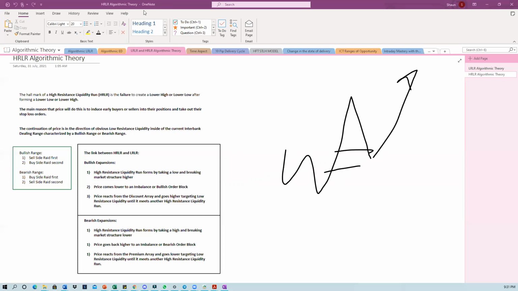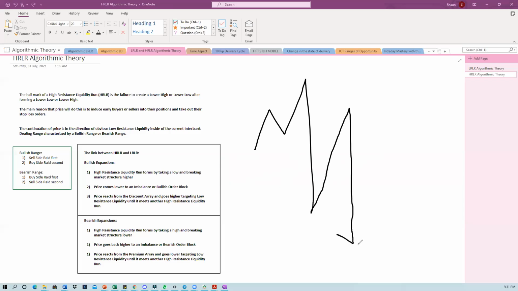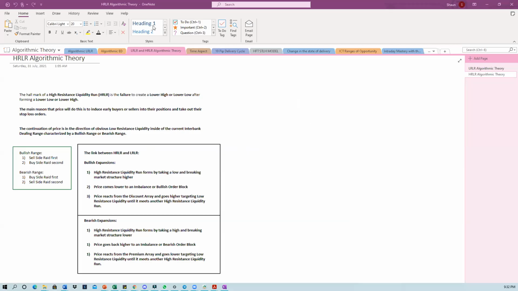Then the other side: high resistance liquidity forms by taking a high and breaking market structure lower, goes back to an imbalance or bearish order block, and reacts to go back into discount, targeting low resistance liquidity. All right. So now, before I go into this entire order block thing, is everyone cool with high resistance and low resistance liquidity? It's just a primer, because now we're going to be talking about the closing price. After closing price, we're done for the day. So is everyone okay with the high resistance, low resistance?